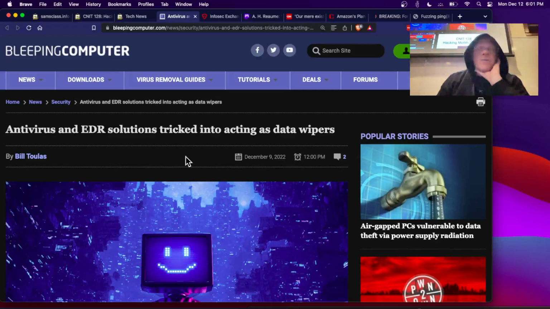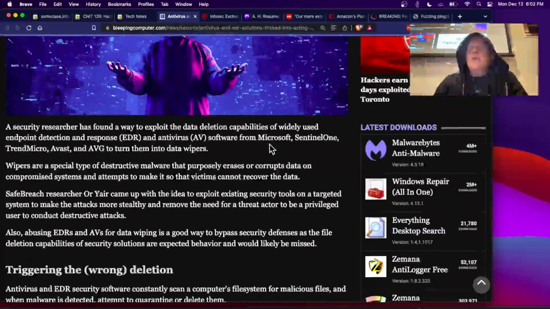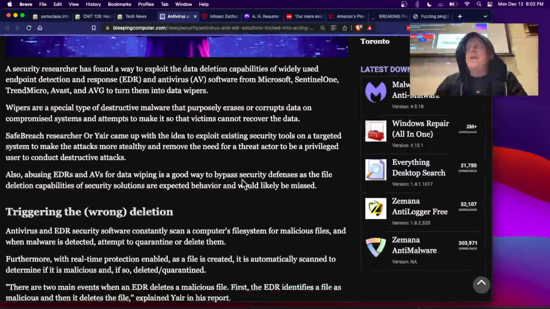And here's another one that's happened many times before. Antivirus and EDR, endpoint detection and response, can act as data wipers. This has been happening for a long time because your antivirus has some way of deleting files if it decides they're malicious. And there have been a series of ways people are able to trick it into doing something other than deleting a file.